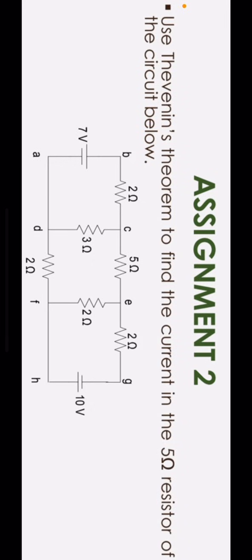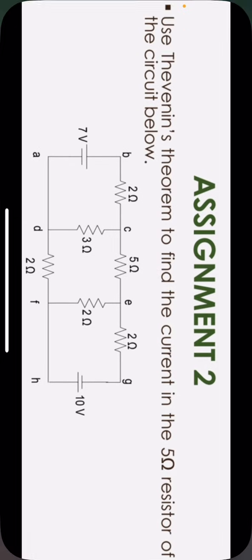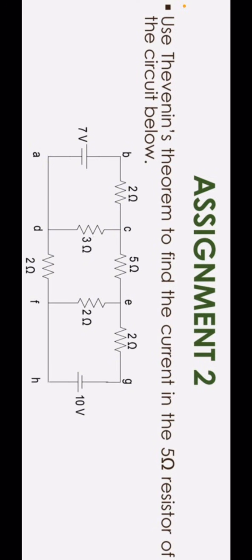Okay, so this is our assignment, right? Ideally we are supposed to use Thevenin's theorem to find the current in the 5 ohm resistor, but we'll see how we can easily do that using Falstad without having to do the long Thevenin theorem processes. Okay, so I'm noting the resistors I have to put in place. So there are 1, 2, 3, 4, 5, 6 resistors.